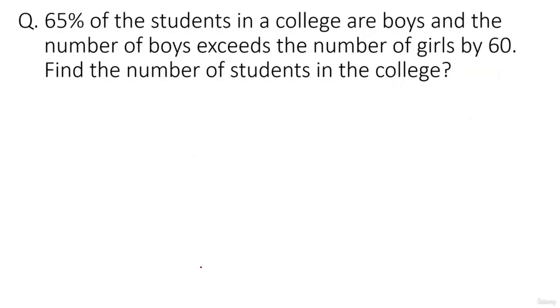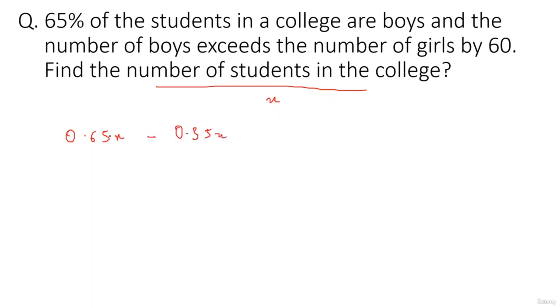65% of the students in a college are boys, and the number of boys exceeds the number of girls by 60. Find the number of students in the college. One way to solve the question is, let the number of students in the college be equal to x. Our conventional method which we use. 65% of students are boys, so the number of boys is basically 0.65 into x. 65 upon 100 into x is 0.65x, right? And the remaining number of girls will be x minus this value, which is 0.35x.